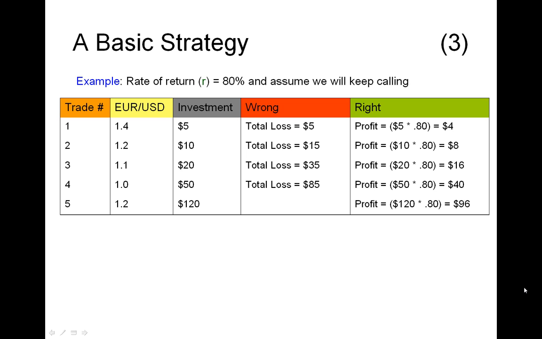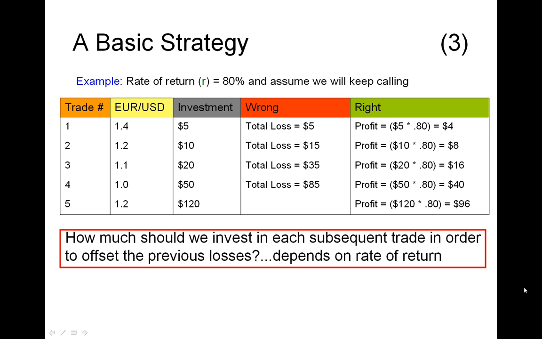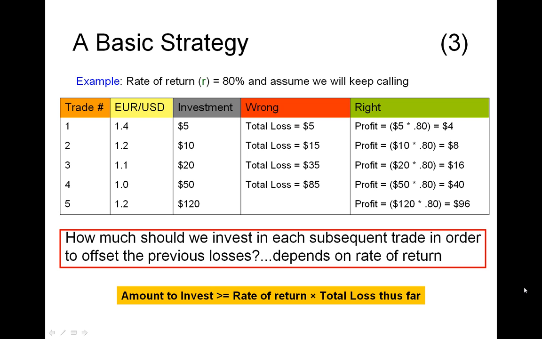So this, of course, brings us to an important question. Just how much should we invest in each subsequent trade in order to offset the previous losses? Now, for those of us who aren't clear about this, the answer really depends on the rate of return. And the equation to use here is that the amount that we need to invest in each subsequent trade has to be greater than or equal to the rate of return times the loss thus far. So if we look at the second trade, why did we pick $10?